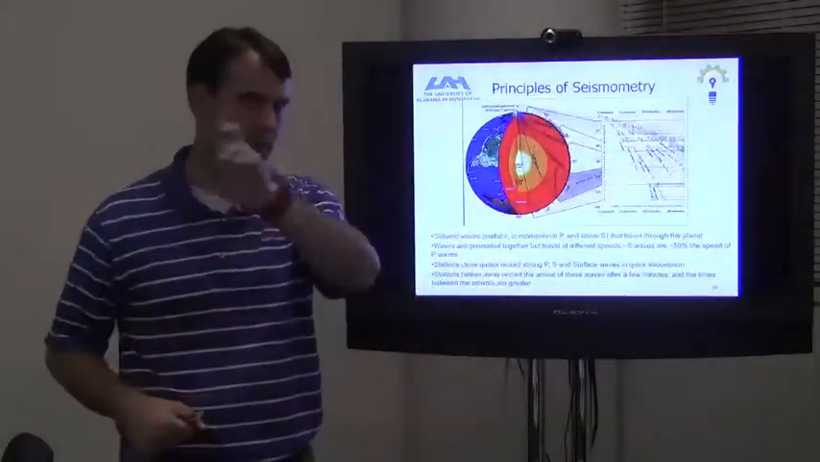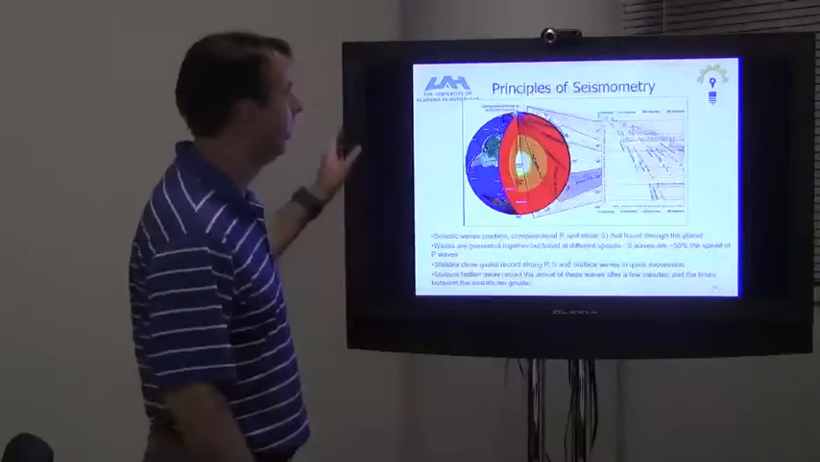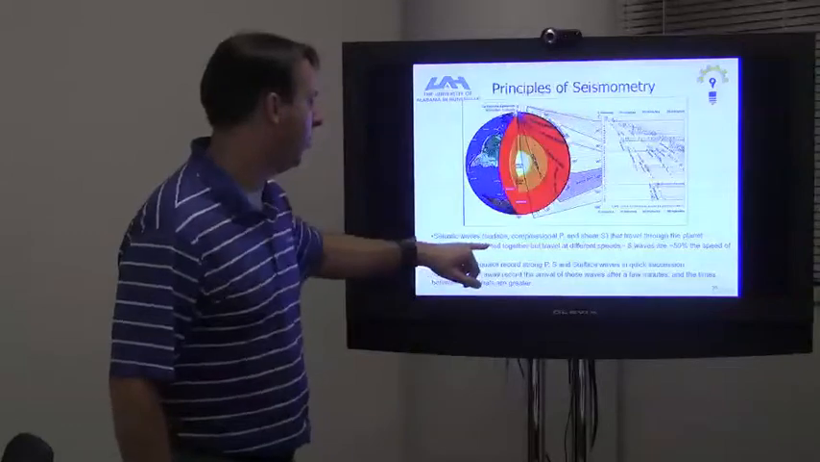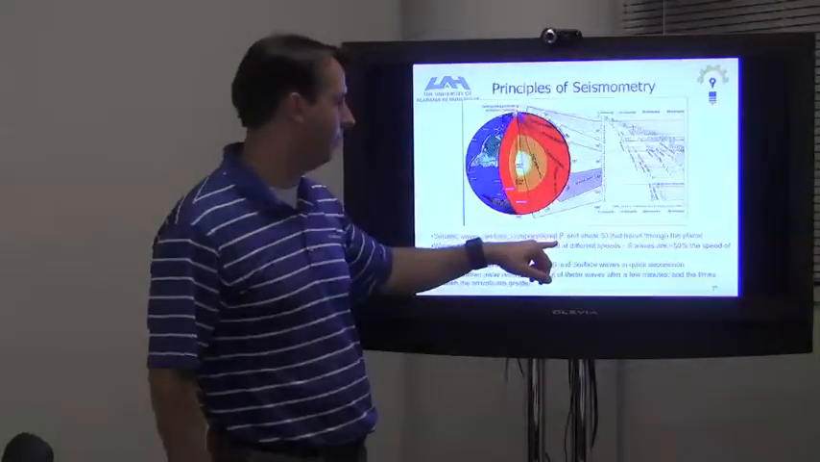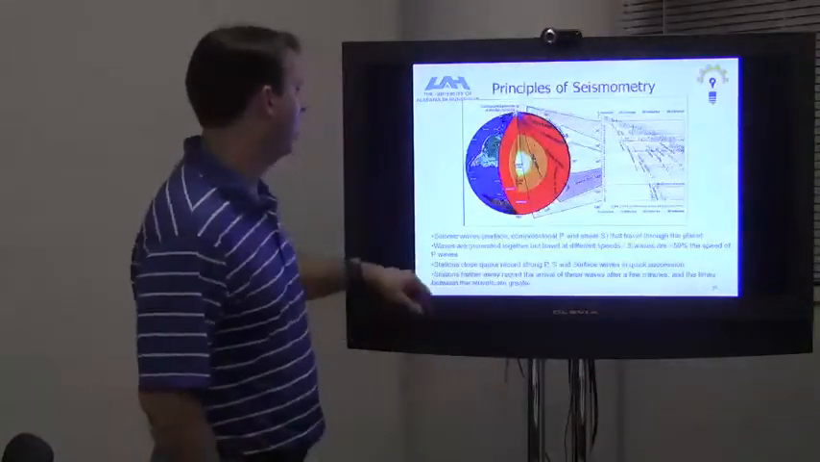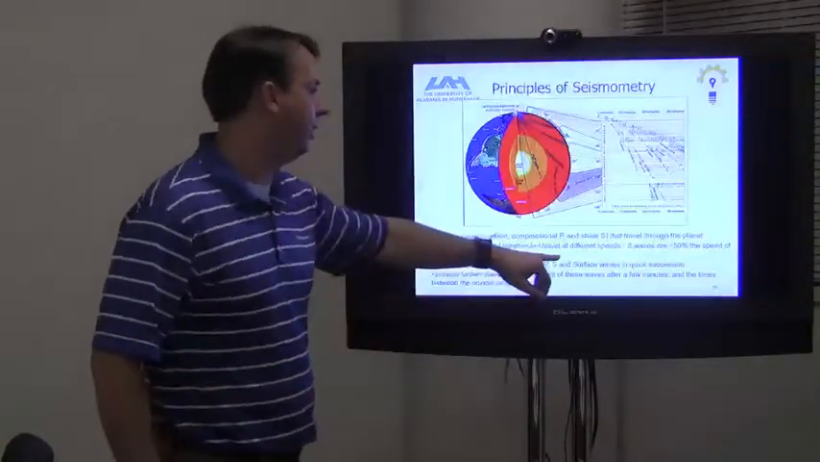Let's explain more. I'll keep going with this. It'll make sense in just a second. So the principles of seismometry: seismic waves, surface waves, compression waves, called P waves, and shear waves, called S waves, travel through the planet. Waves are generated together, but travel at different speeds.